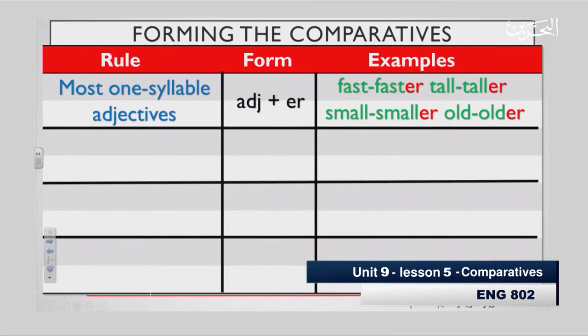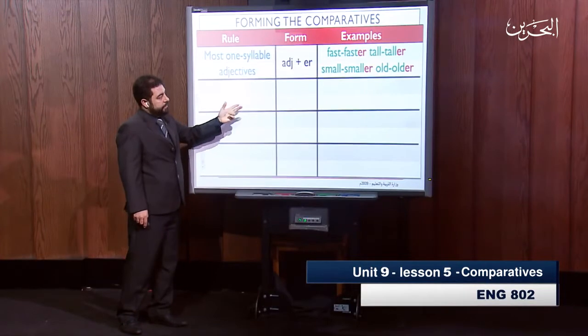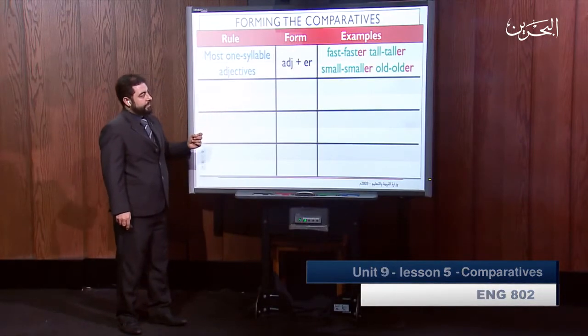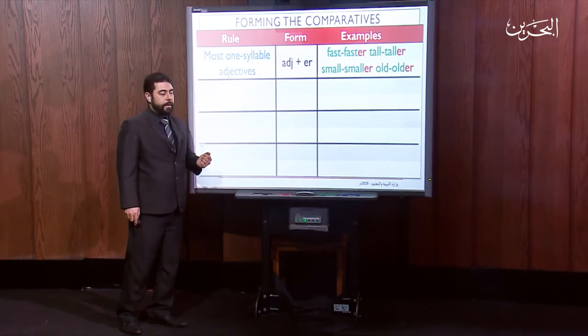Let's take a look. We have fast, which is a one-syllable adjective. If you have that, you add er to it. Another example of one-syllable adjectives, tall. You notice it is a short adjective. It becomes taller. You add er. Small, another one-syllable adjective, you add er. Old becomes older.